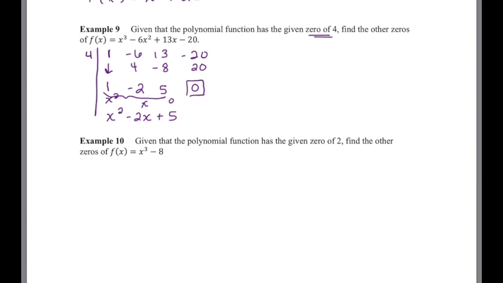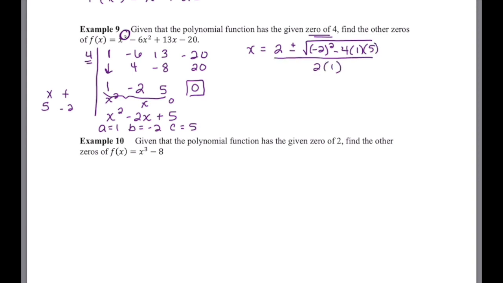I don't think I can factor this because there's nothing which multiplies to 5 but adds to negative 2. So we will have to use the quadratic formula to help find the other two zeros. I know that I need to find 3 of them. I already have 1. So our a is 1, our b is negative 2, and our c is 5. x equals the opposite of b. Opposite of b is negative 2, so positive 2, plus or minus the square root of b squared minus 4 times a times our c value, all over 2 times a.